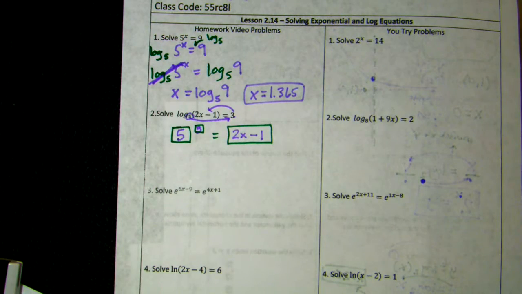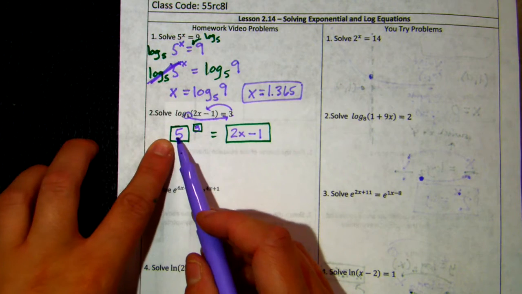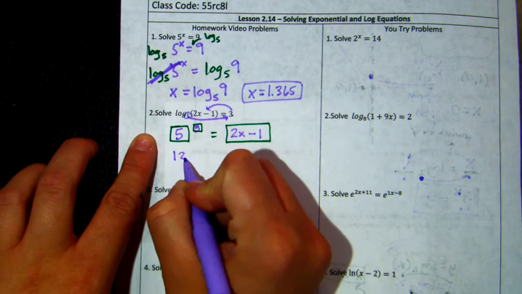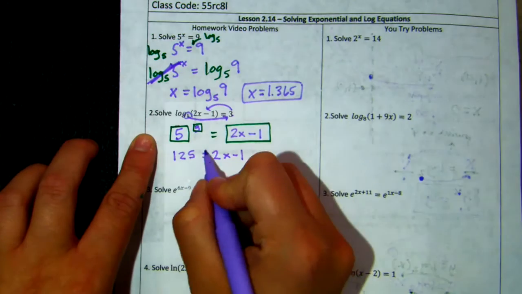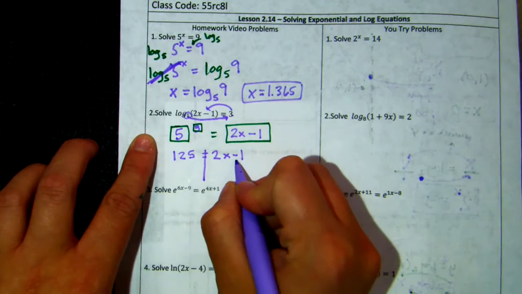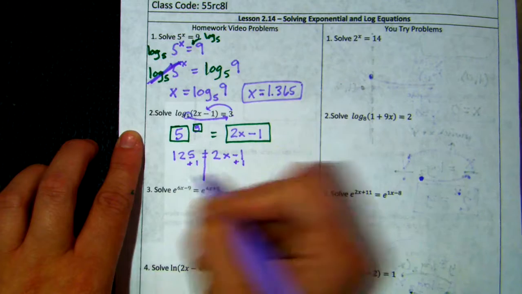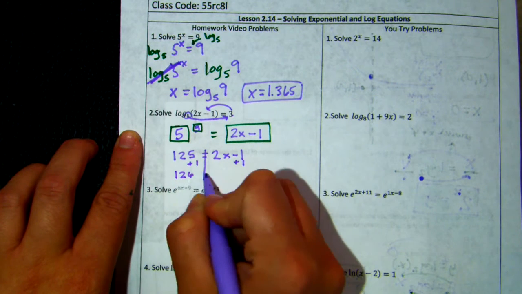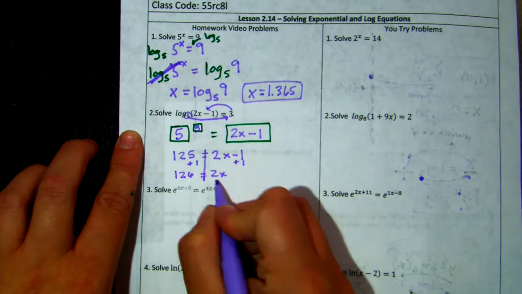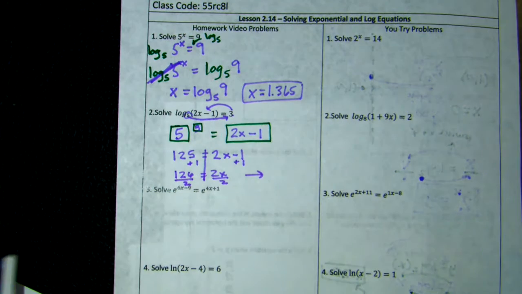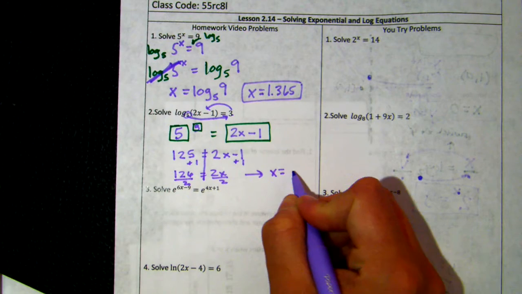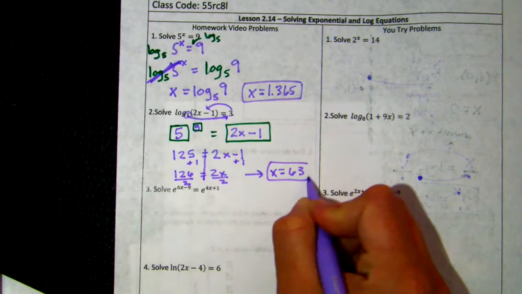Okay, so I'm going to plug 5 to the power of 3 in my calculator. Remember that really means 5 times 5 times 5, which is 125, is equal to 2x minus 1. Then I'm going to solve for x here, so add 1 on both sides of the equation. That gives me 126 is equal to 2x. Divide by 2, and I know I'm running out of room here. So then I plug 126 divided by 2 in my calculator, and I get x is equal to 63.